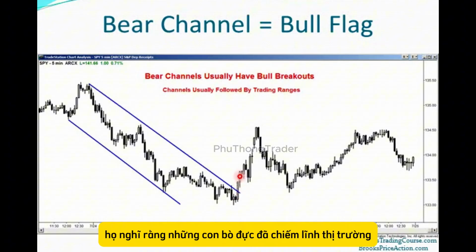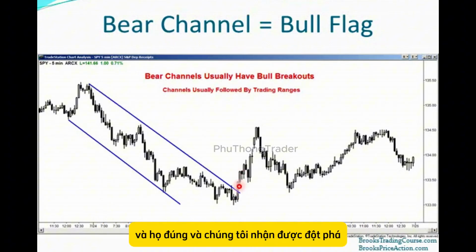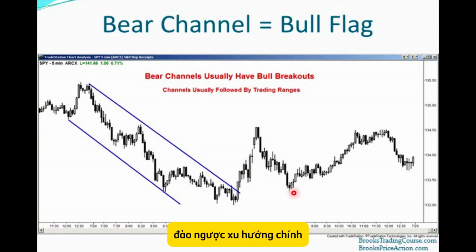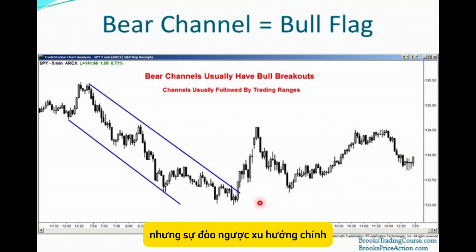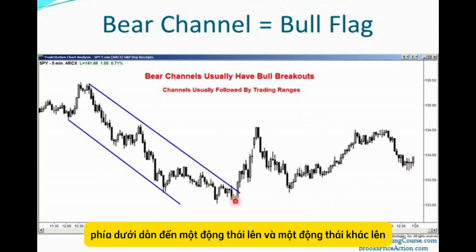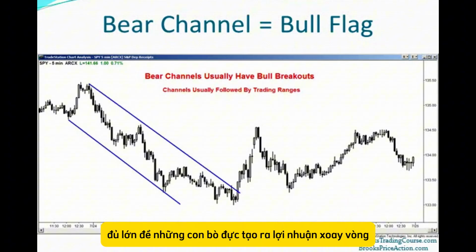They think the bulls have taken over the market, and they're right, and we get the breakout. Ultimately, we had another higher low major trend reversal, and the channel evolved into a large trading range. But the major trend reversal, the bottom, resulted in a move up, and another move up large enough for bulls to make a swing profit.